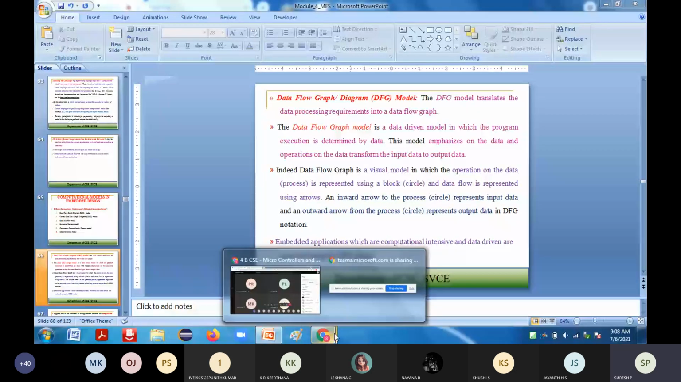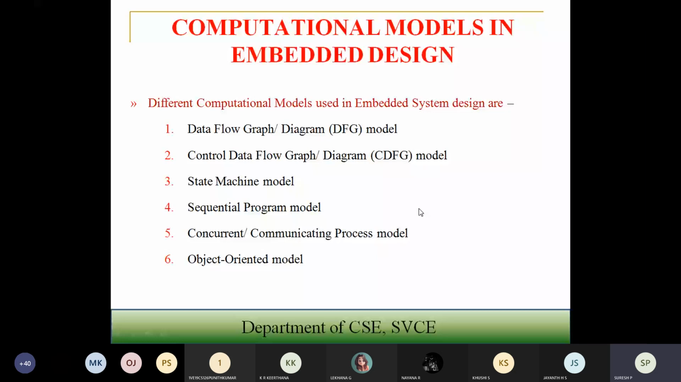Okay, sorry for the interruption. So we'll start from the beginning. So we'll start with the computational models in embedded design. Okay.